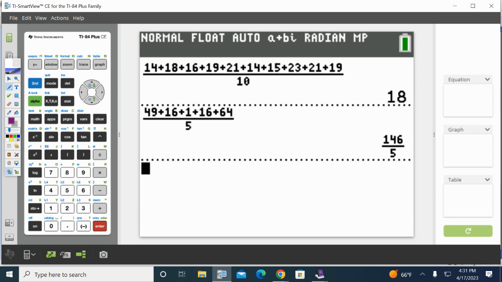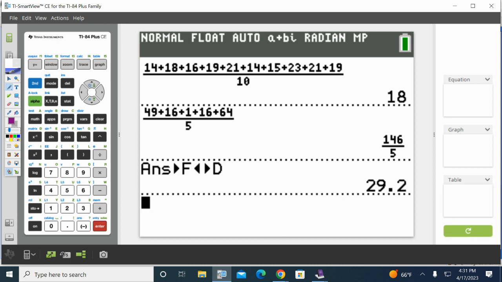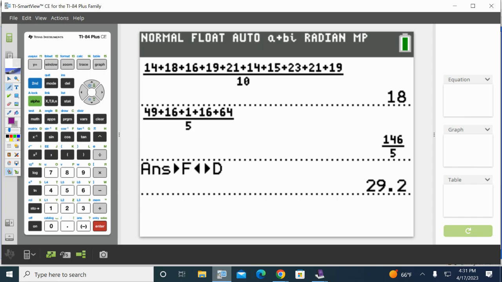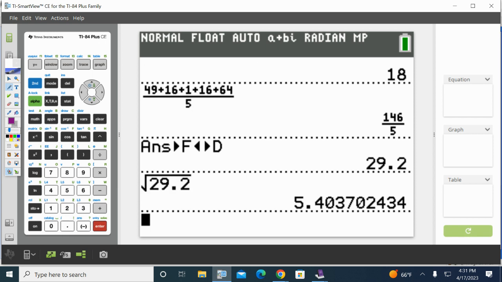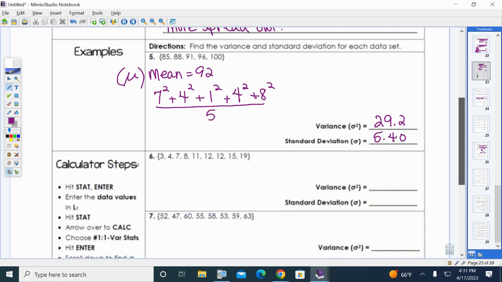That gives me a variance of, let me change that to a decimal, 29.2. That's our variance. And then to find the standard deviation, I have to take the square root of that. So I'm going to take the square root of the 29.2, and I get 5.40 for the standard deviation. Okay?